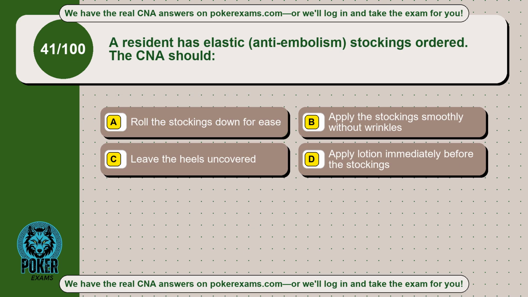Question 41. A resident has elastic anti-embolism stockings ordered. The CNA should: Option A. Roll the stockings down for ease. Option B. Apply the stockings smoothly without wrinkles. Option C. Leave the heels uncovered. Option D. Apply lotion immediately before the stockings.